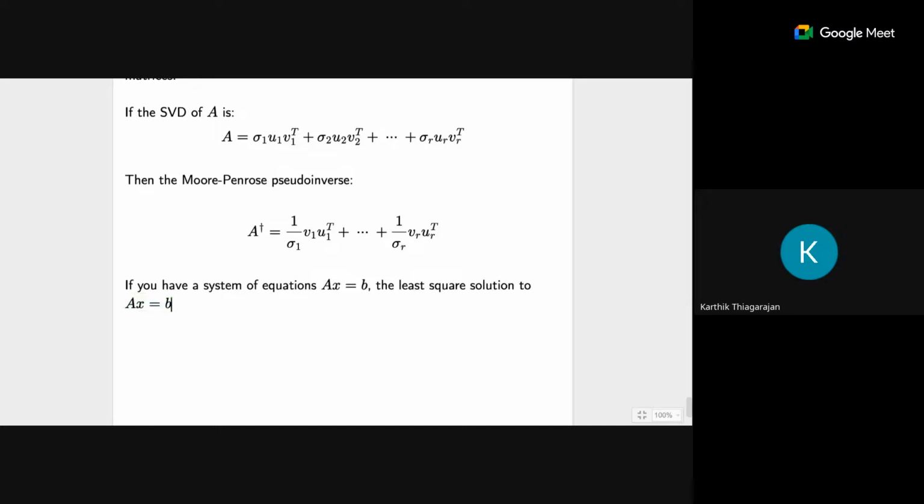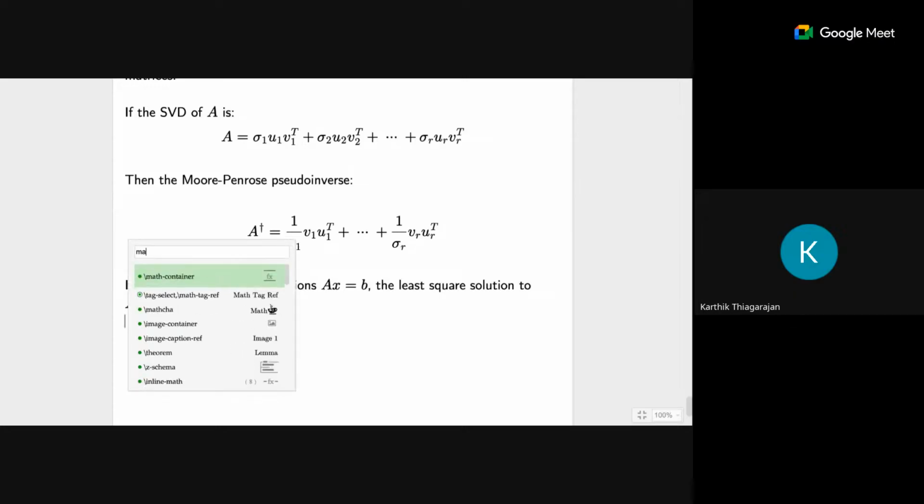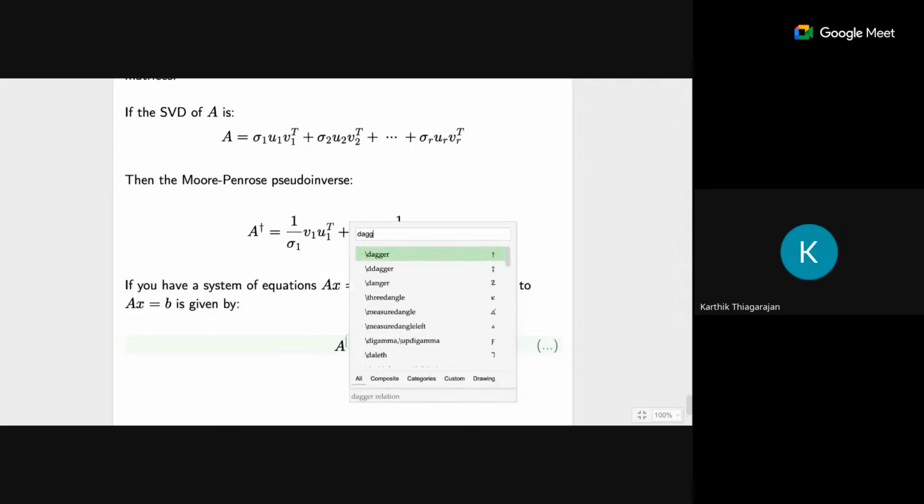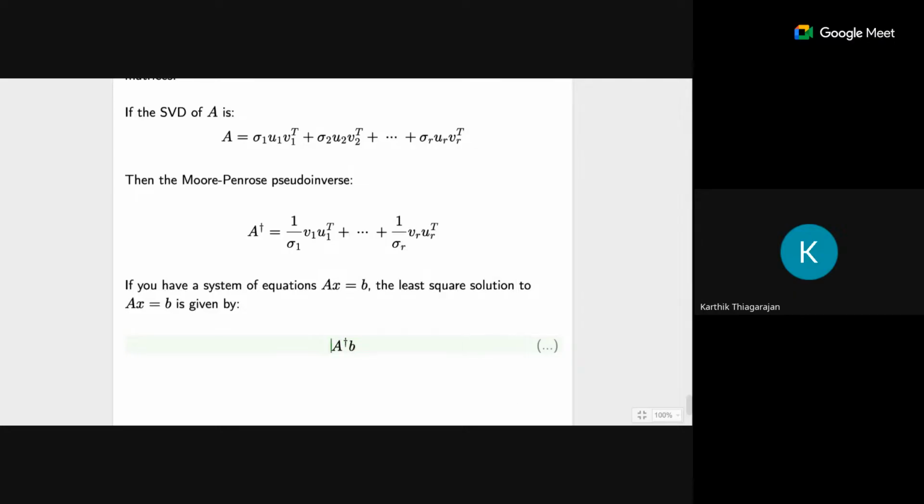So Ax equal to b may have a solution, it may not have a solution, but it will always have a least square solution, right? We have established this: A transpose Ax equal to A transpose b. If you solve that, it is given by a very nice formula, A dagger b. That is all. Remember that this was what we called x hat.